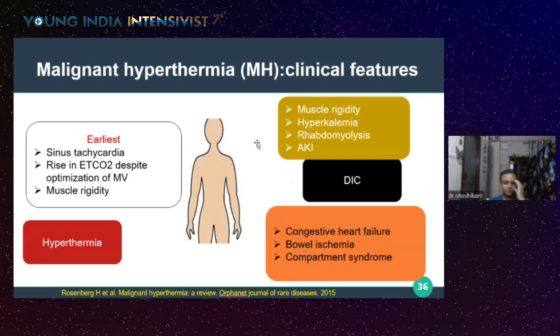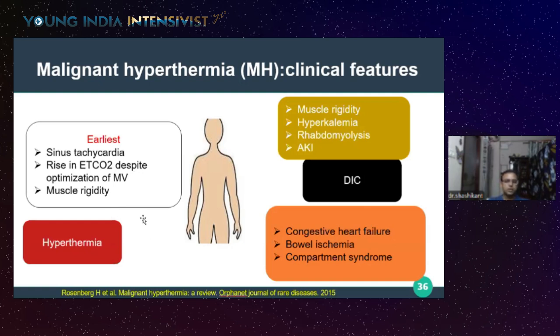So how do we recognize malignant hypothermia clinically? During the perioperative period, the earliest sign is sinus tachycardia. We have a rising end-tidal carbon dioxide despite optimization of minute ventilation, and muscle rigidity.